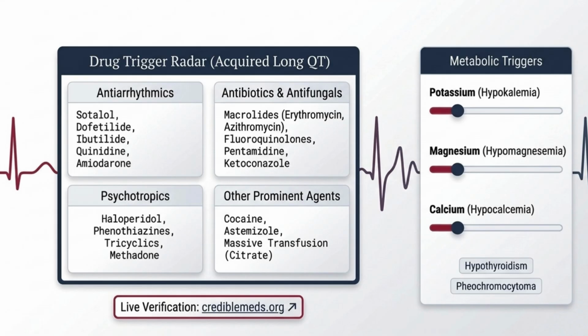Acquired long QT is often induced by external triggers. Our drug trigger radar includes certain antiarrhythmics like sotalol, antibiotics like macrolides, and psychotropics like allopurinol. Metabolic triggers are equally critical. We must aggressively monitor and correct potassium, magnesium, and calcium levels to prevent these lethal rhythms.